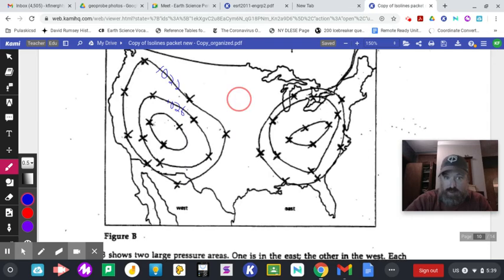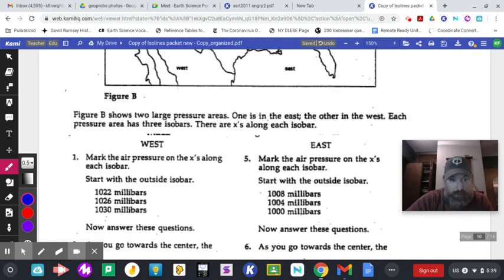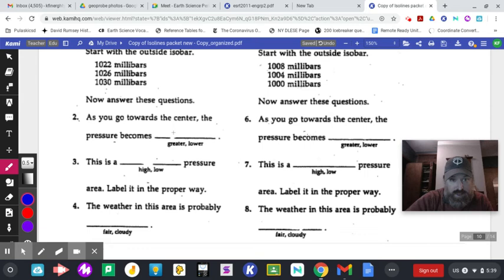So those were an interval of 4. And if we went 22, 26, 30, we're getting higher and higher. So as you go towards the center, the pressure becomes greater. Let's just circle. Therefore, that's what a high pressure system is.